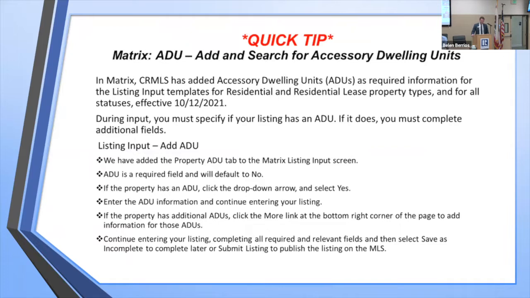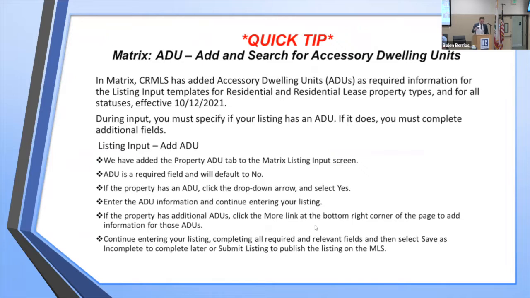During the input, if your listing has an ADU, you must complete additional fields. We have added the property ADU tab to the Matrix listing input screen. The ADU is a required field and will default to no. If the property has an ADU, please click the drop-down arrow and select yes. Enter the ADU information and continue entering your listing.